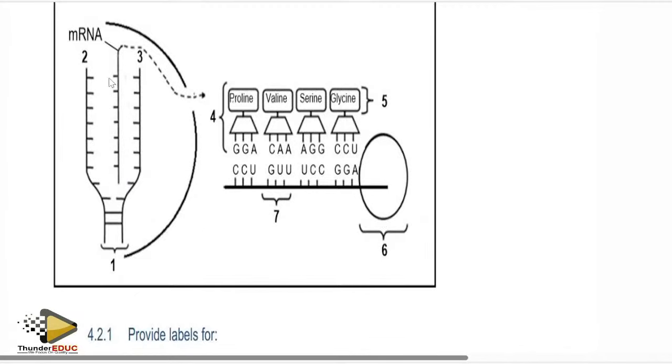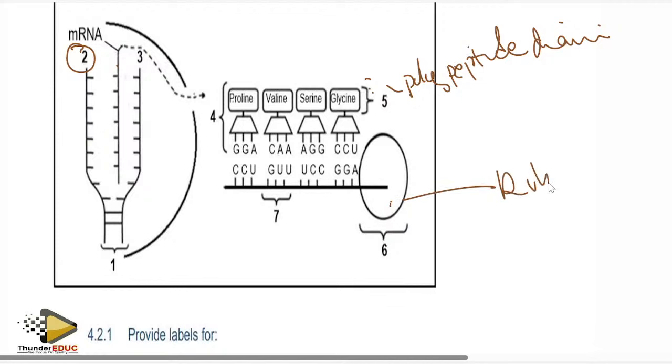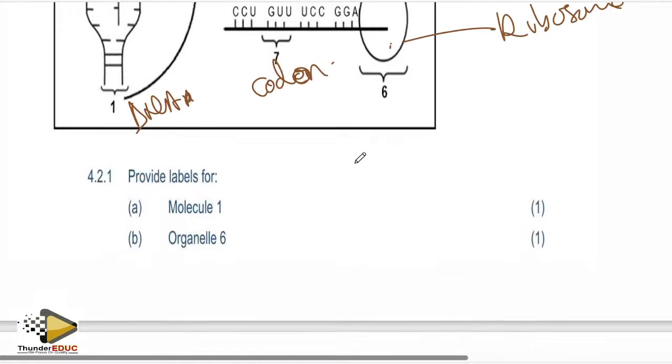Definitely this is a template, this is messenger, this is a polypeptide chain. And then check this big circle. See what I told you? So this is a ribosome. This is a codon, because a codon is three bases on the messenger. So it depends on what they are looking for. This one is DNA. So now let's start answering the question.